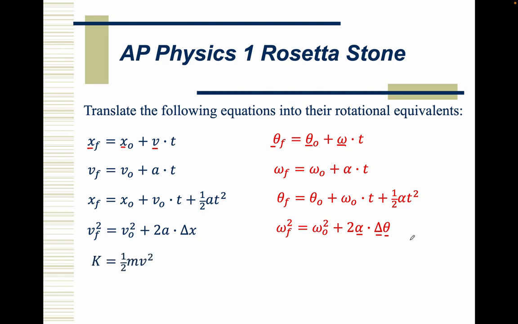And regular kinetic energy, 1/2 mv squared, becomes rotational kinetic energy, 1/2 I, the equivalent of mass, times omega squared. And we already talked about momentum, just represented with capital L. This is angular momentum, one of the big conserved quantities. Now we're going to focus on these first ones here. We're going to save these, along with torque and rotational inertia, for our next unit.